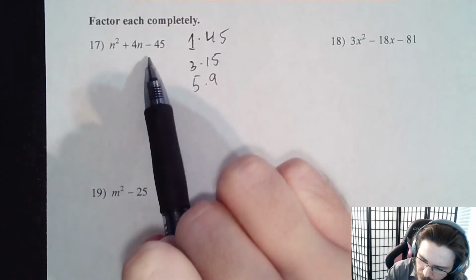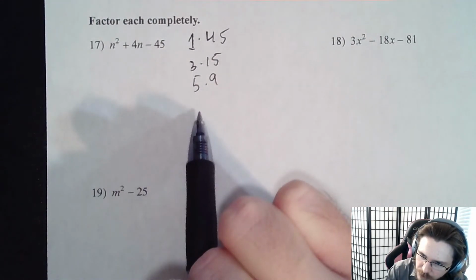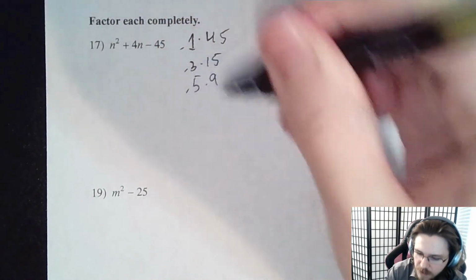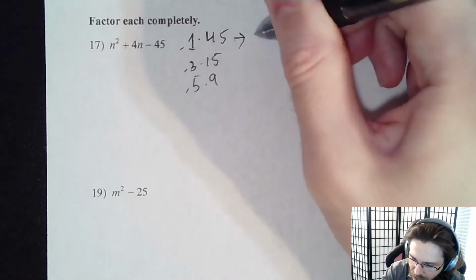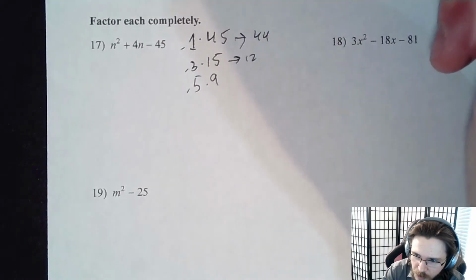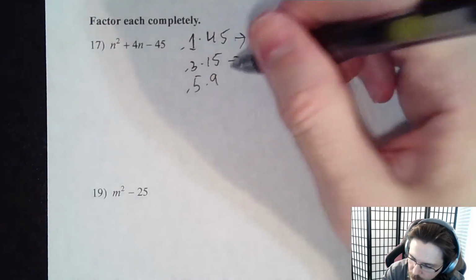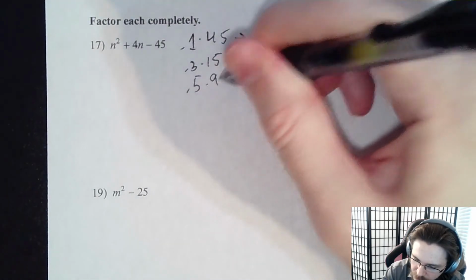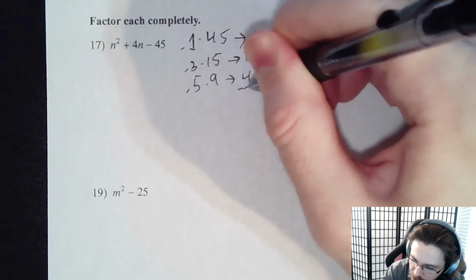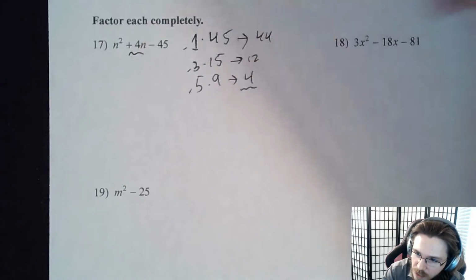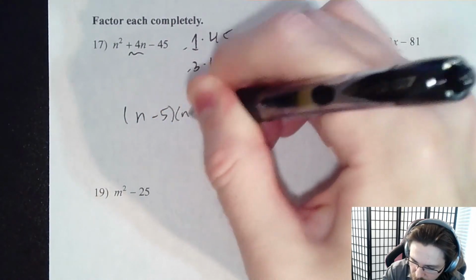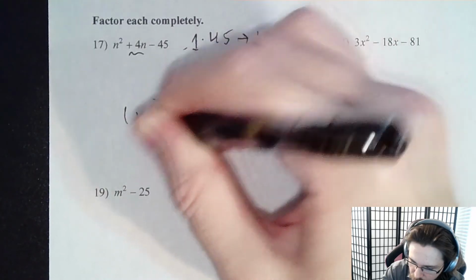We are multiplying to a negative, so one of these guys needs to be a negative for sure. Adding to a positive, which means the number on the left needs to be our negative. These guys add to 44. These guys add to 12. I'm putting an arrow, not an equal, because it's not multiplying, it's adding to check. -5 plus 9 is 4. That's the one we wanted, because this guy matches with this guy, so we're done. n minus 5 times n plus 9.